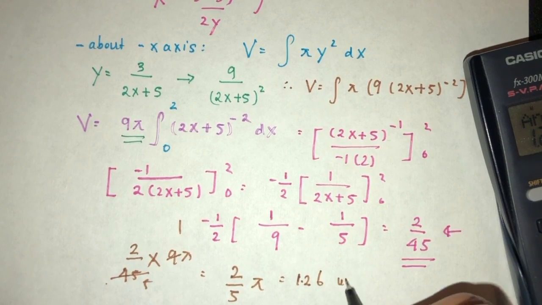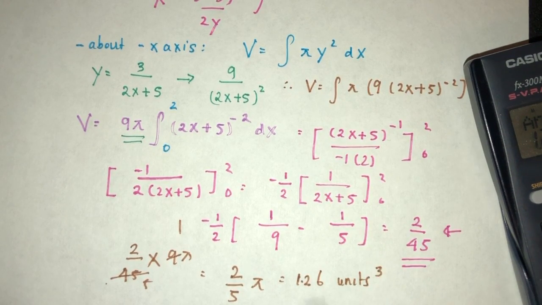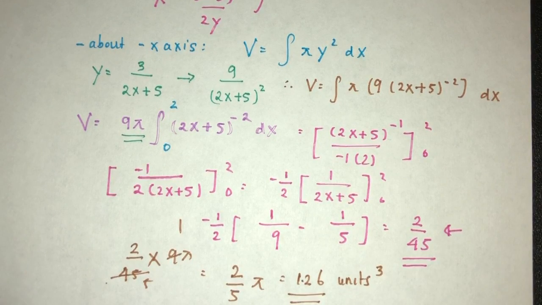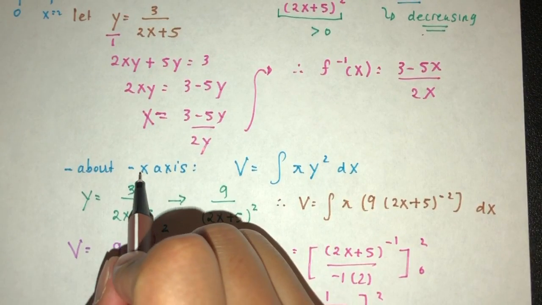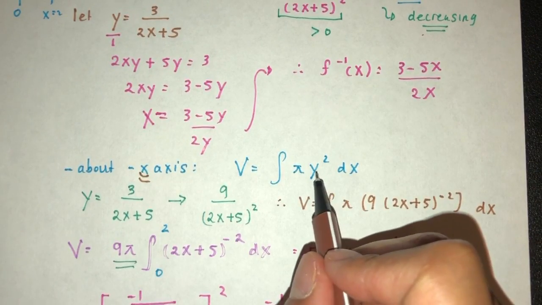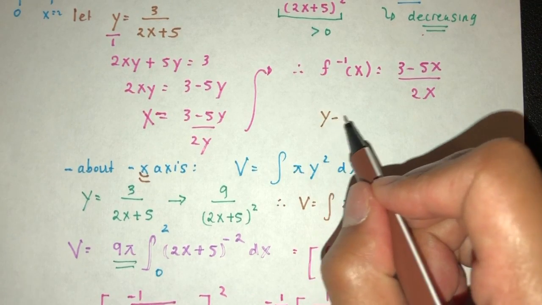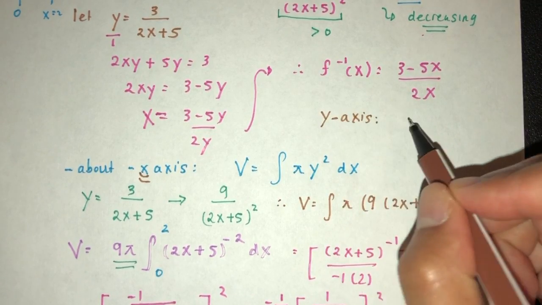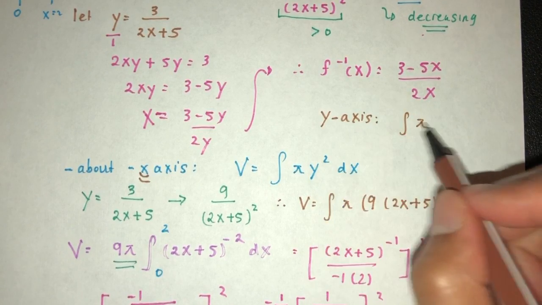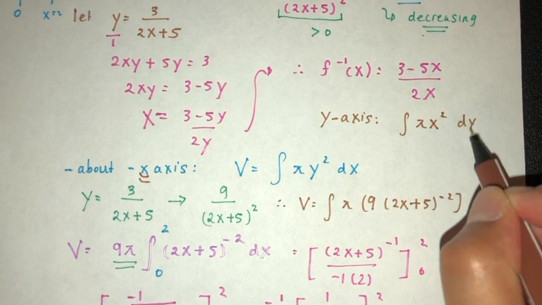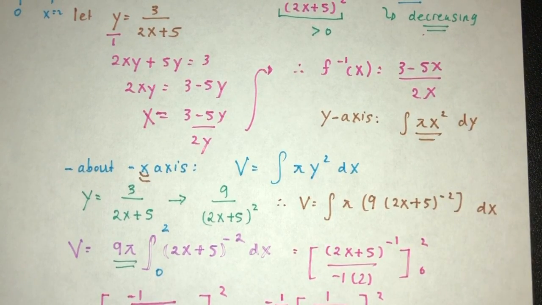1.26. That should be units cubed for the volume of the shape that we get after rotation. Again, the main thing we have to know here is, if you want to rotate about the x-axis, we have to use this formula. If it was about the y-axis, you will use the other formula, which is this. Here we have y, we have to write x squared here. This is the other way around. Okay, that will be your question in regards to function.